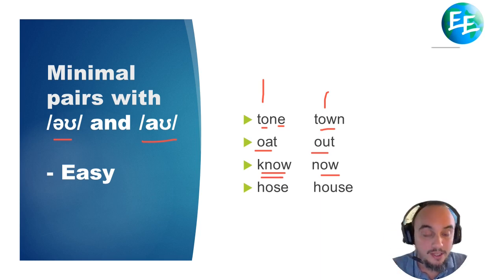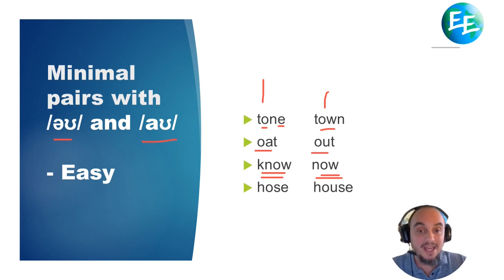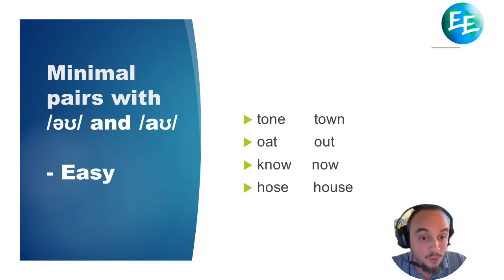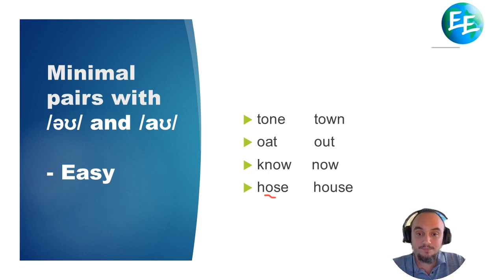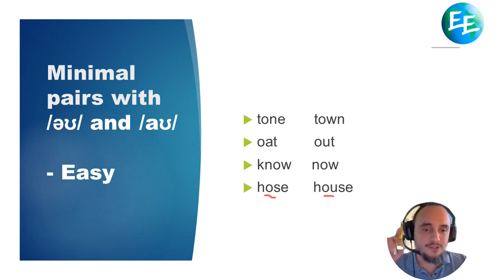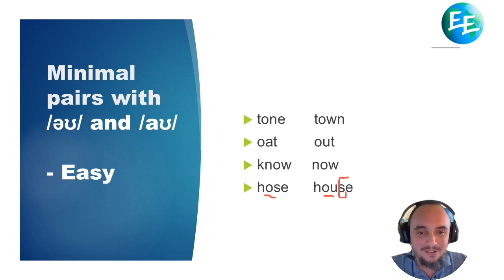I know, to understand something. Let's do it now. Let's do it immediately. So it changes the meaning of the word. Okay, and this last one is interesting as well because we have these minimal pairs, O, hose, and house. Now it's interesting, I said house with more of a Z sound instead of this S. So we have hose versus house.